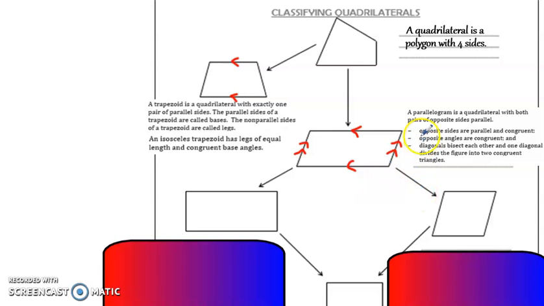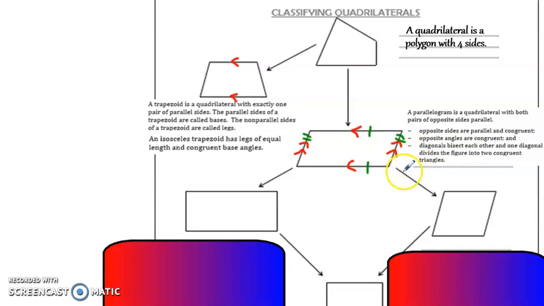Some other things that are important about parallelograms is that their opposite sides are parallel and congruent. So that means this top and bottom are the same length. So I can mark them as congruent by giving them the same number of tick marks. And the left side and the right side are also the same length. So I'll go ahead and give them 2 congruent marks.